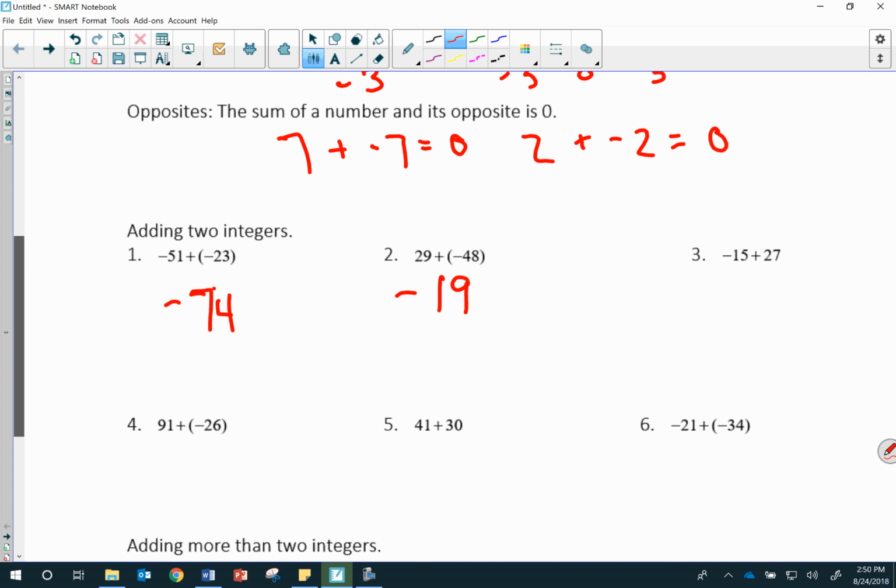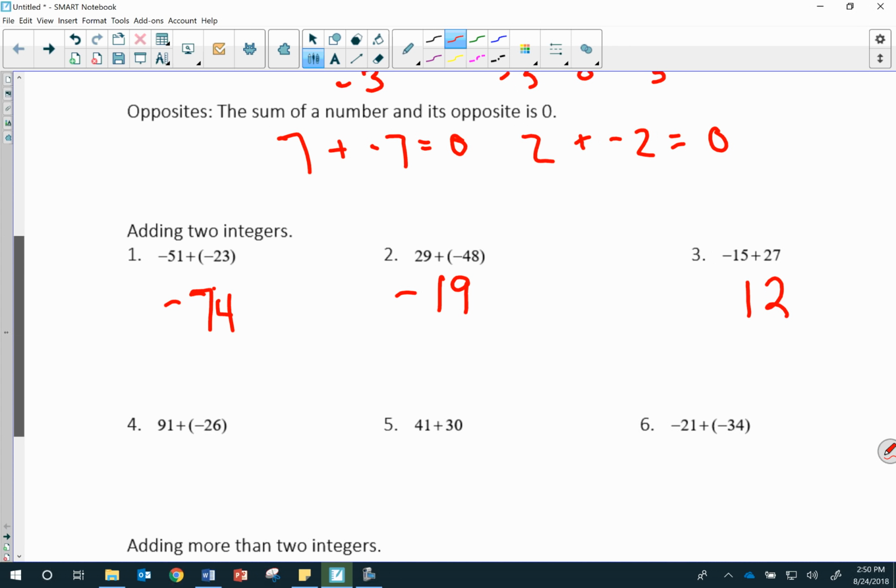Same thing for number 3. -15 plus 27. We're going to subtract 15 from 27, which is 12. And we're going to take the sign of the greater absolute value, which in this case is 27. So our answer would be +12.